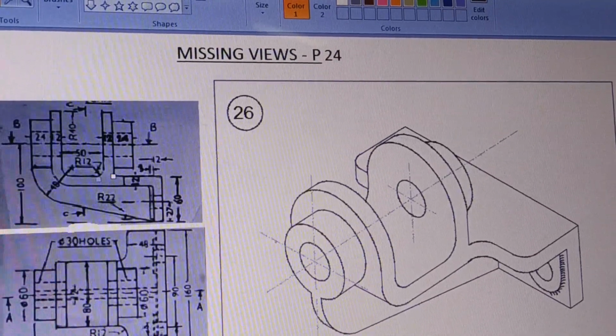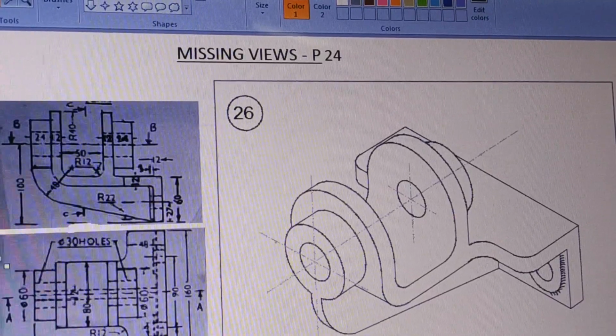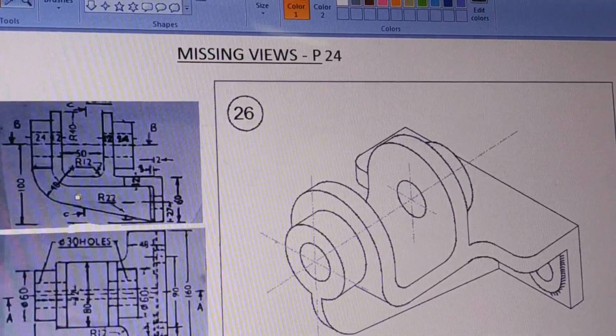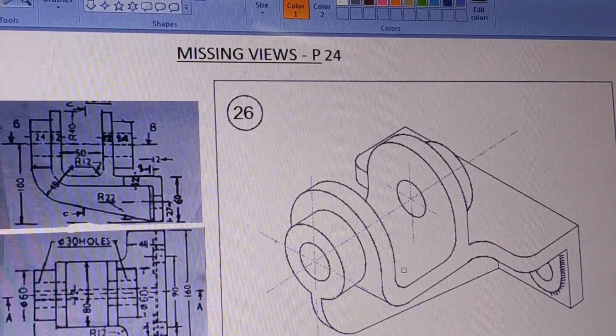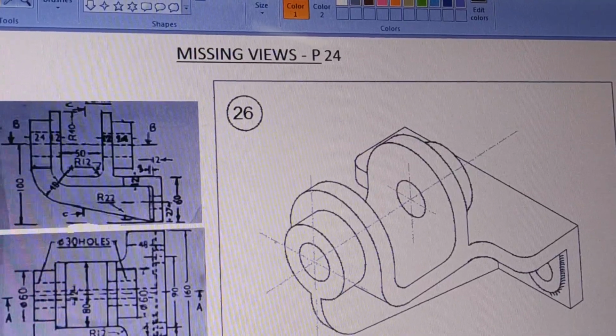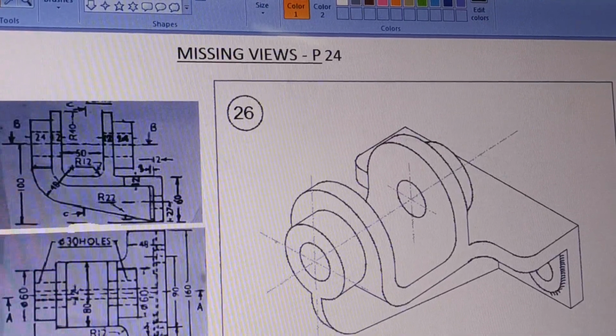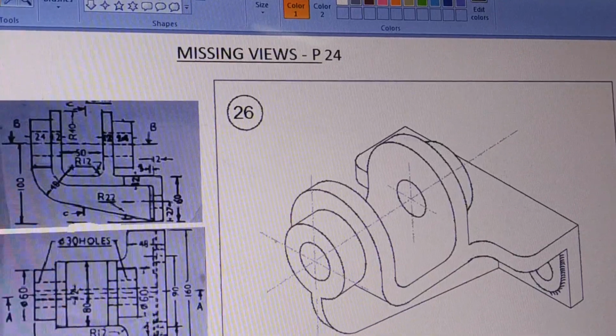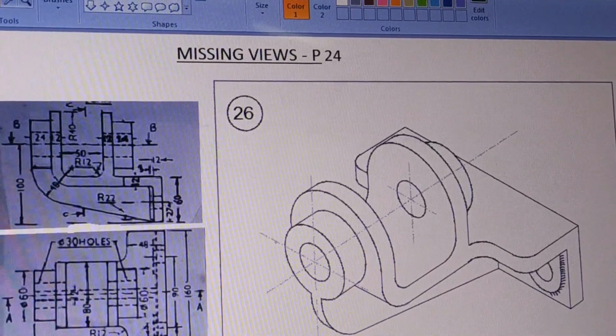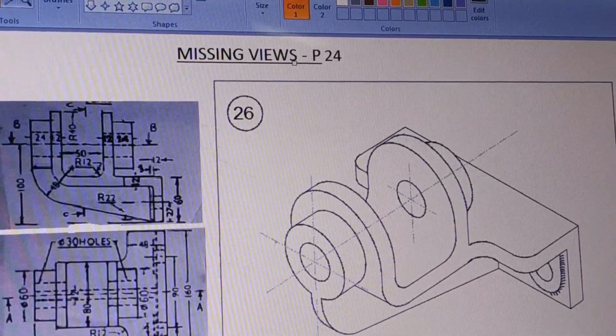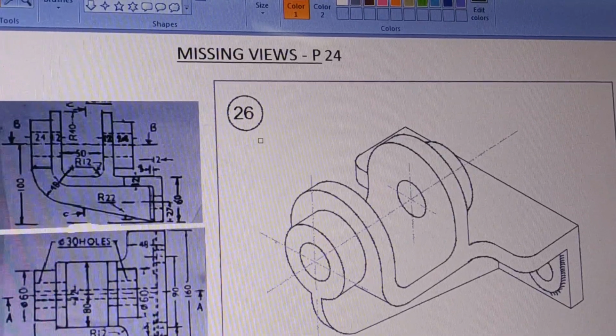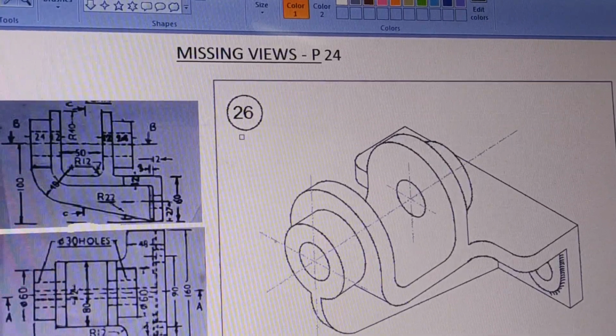So that becomes your isometric drawing. By looking at the missing view, by looking at this front view and top view, you should be able to imagine that the object is like this, and then you can draw the views which are asked: sectional front view, section A, sectional top view, section BB, and then the left hand side view. Okay, so that was practice sheet number 24, problem number 26, serial number 26.